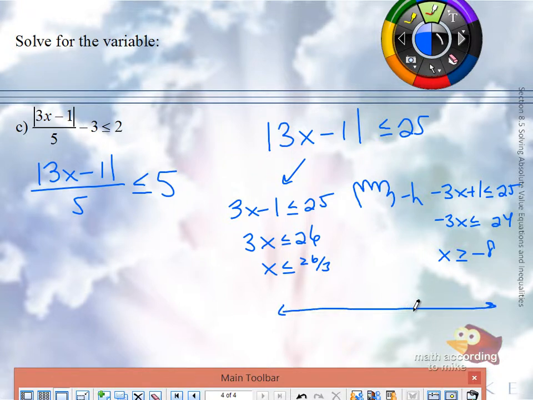Number 9. 26 to the left. Bracket. Is that okay?